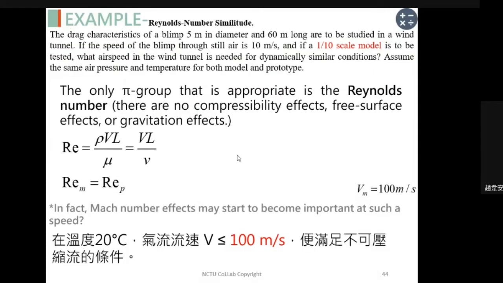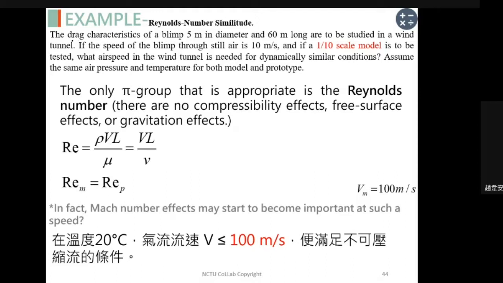So this is the first exercise. In the following class, there are around 5 to 6 exercises, and then we will see how to use the dynamic similitude for the problems we meet, and you will see for the different problems we will have different effects, and then we consider different independent pi groups. So this is the exercise.